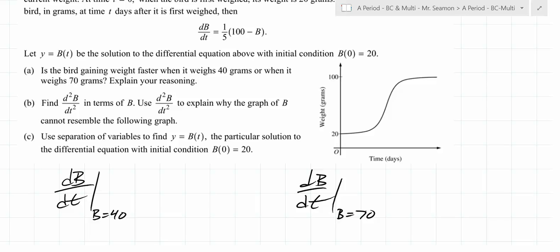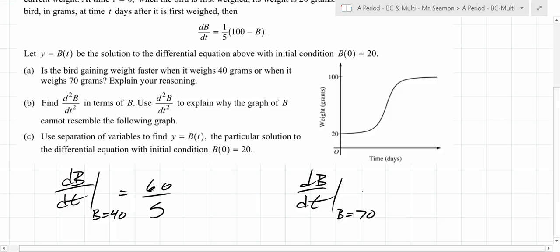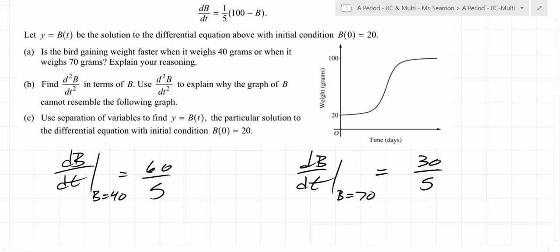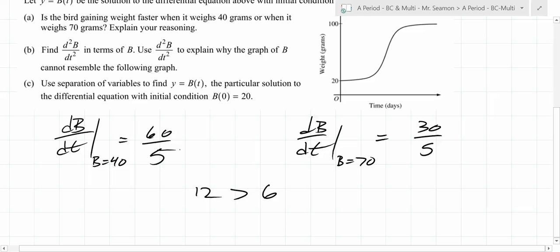So dB/dt when b equals 40 is going to be 60 over 5, right? And dB/dt when it's 70 is going to be 30 over 5. So which one's bigger? 12 is bigger than 6. So again, remember, you have to state the answer. So it's gaining weight faster when what? When b is equal to? When weight equals 40. Actually state the answer.